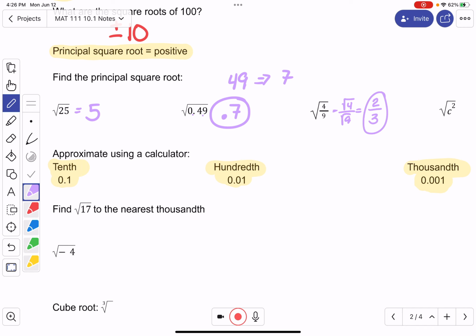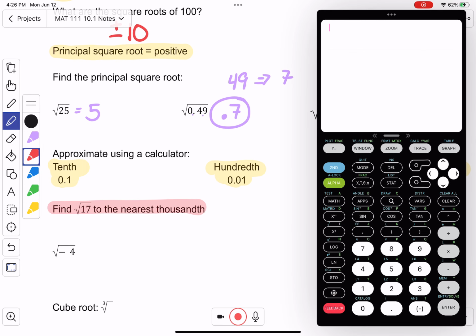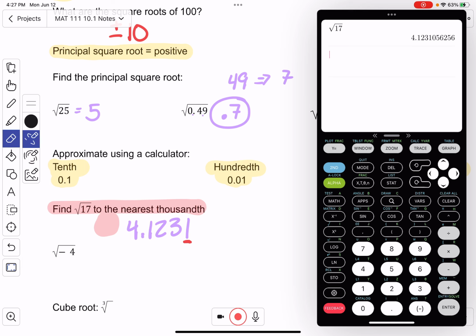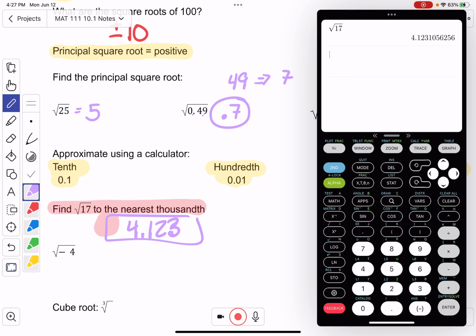Okay, right here, find root 17 to the nearest thousandth. In your calculator, in case you don't already know, to type a square root you hit second, which is that blue button, and then x squared, which is right above the log. So if you hit second x squared and then put 17 in there, it'll give you the answer of 4.1231. That 1 tells us to leave the 3, so 4.123 is that rounded.